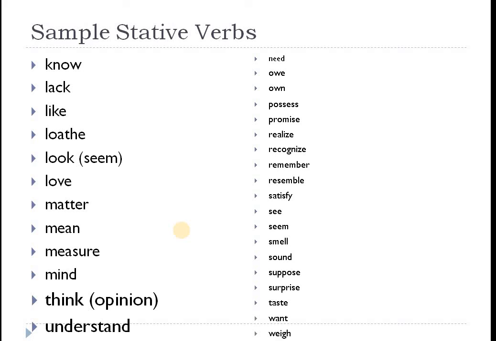All of these are examples of verbs that don't necessarily express an action, but rather can express a state.